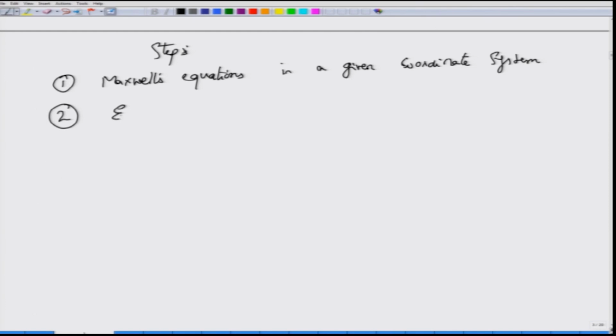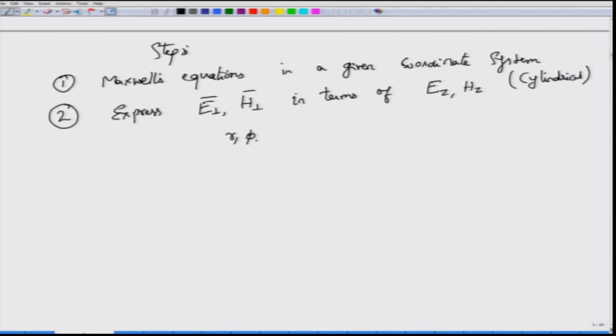Then what we do, we express the perpendicular components of the electric field and perpendicular components of the magnetic field in terms of the axial components, which we will consider to be Ez and Hz. The coordinate system that we are going to consider will of course be cylindrical, because this is an optical fiber that we are looking at, and in the cylindrical coordinate system you will have r, phi and z, and we assume that the fiber is uniform along the z axis.